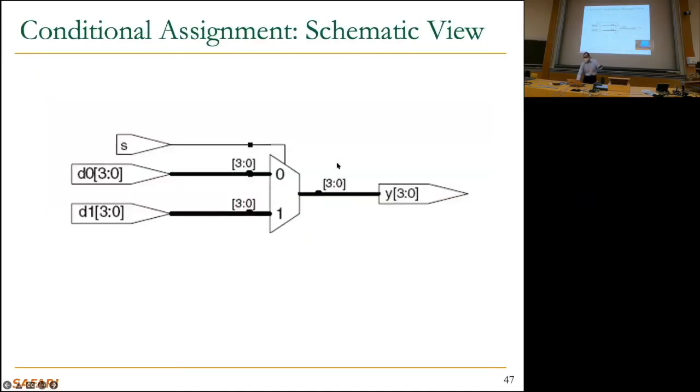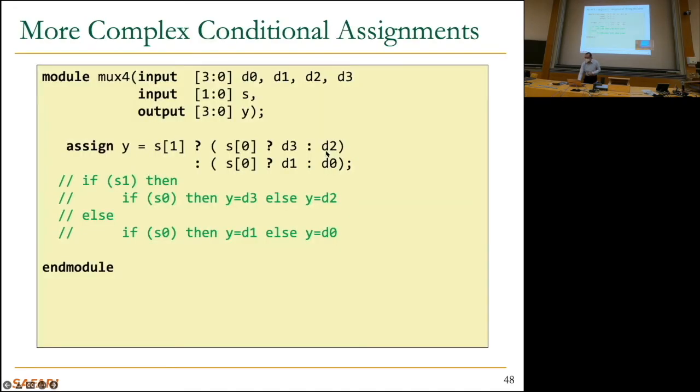Okay, this is one potential. Well, this is a schematic view. And again, this doesn't go into the gate level, as you can see. This is the mux module view. Okay, you can do more complex conditional assignments. Again, it's a 4-to-1 mux, as you can see, mux 4.